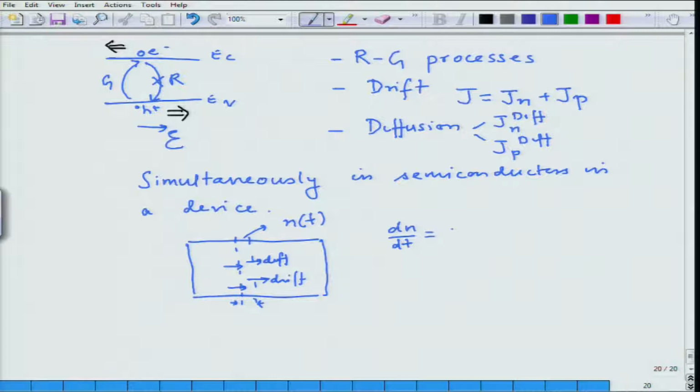So, I can write those processes in terms of dn/dt: change due to drift process, due to response of the field, assuming there is a field here at the moment, plus, so we are writing a general equation, change in the electron concentration due to diffusion, net electron concentration in this segment due to diffusion.